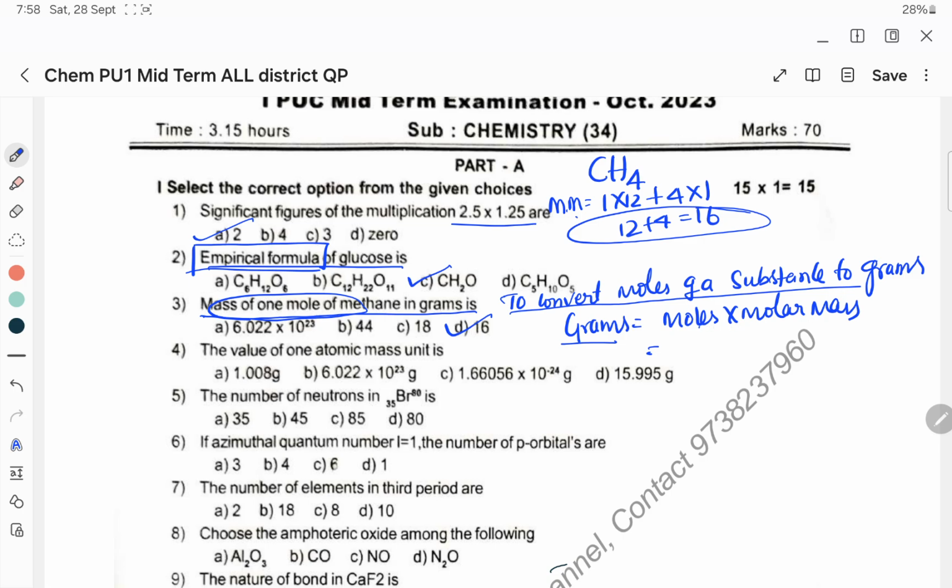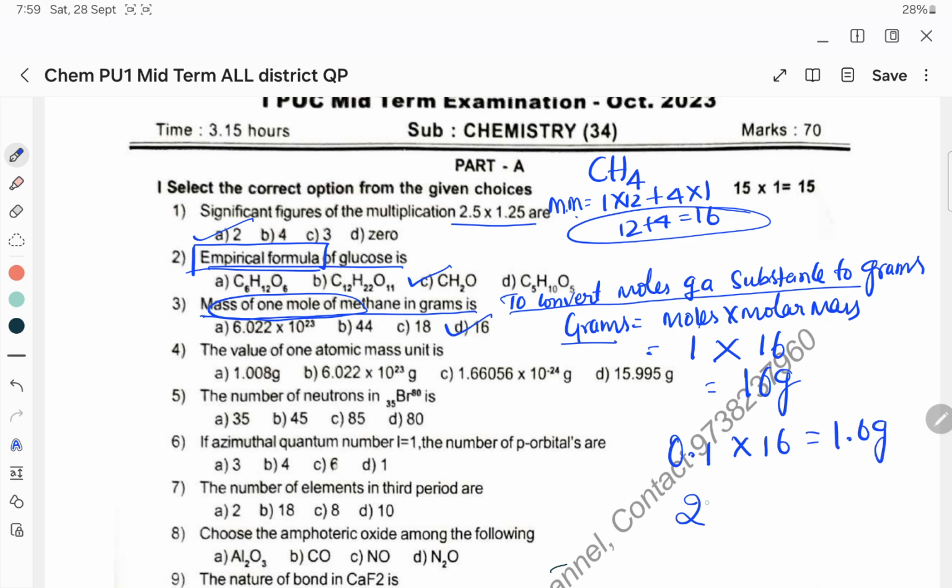See, how many moles are they asking? 1 mole. I will write 1 into the molecular mass of methane, that is 16. So the answer is 16 gram. For example, if in the question they give 0.1 mole, you need to take 0.1 mole. If they give 2 moles, you need to take 2 moles into the molecular mass 16. You need to multiply 0.1 into 16. How much will you get?